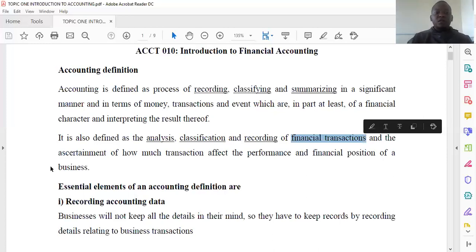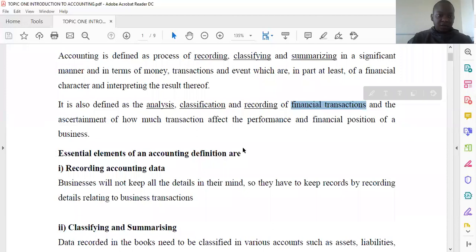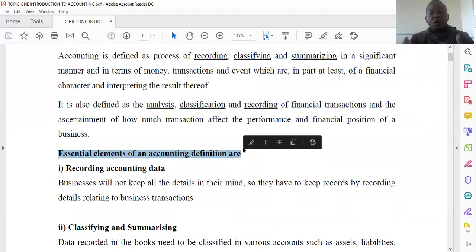So down here we have the elements of an accounting definition. I've said that you don't have to cram the definition of accounting. All you need is to note the key terms, which are the normal activities of an accounting process. Accounting is a process, and being a process, we can say that accounting is a series of activities. We can define a process as a series of activities that are all geared towards achieving a given objective. It's the same case with accounting: a series of activities geared towards the determination of the impact of business transactions on the performance and financial position of a business.